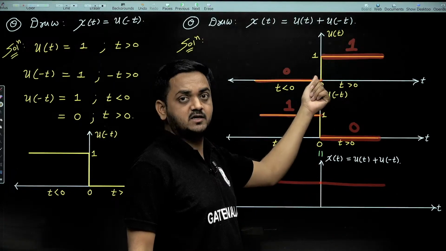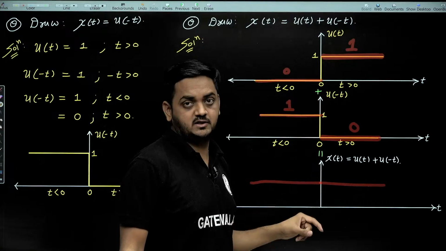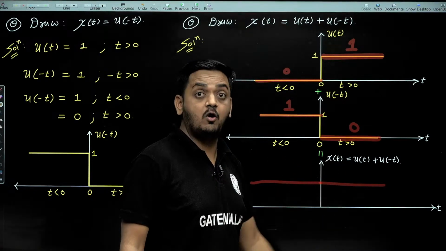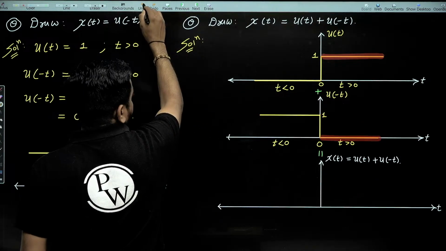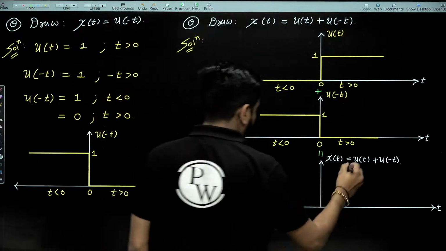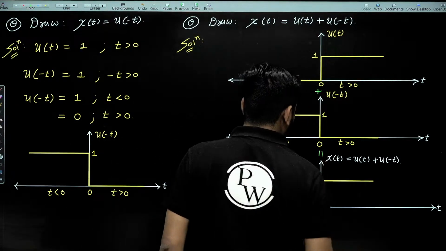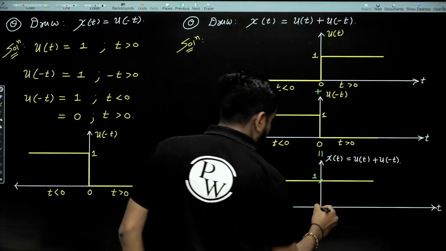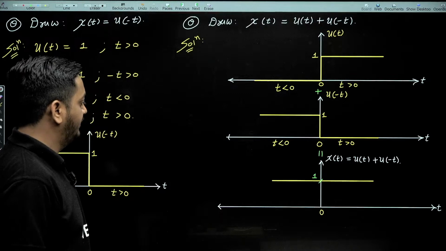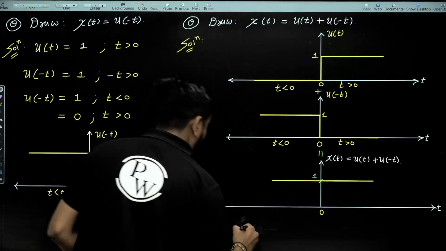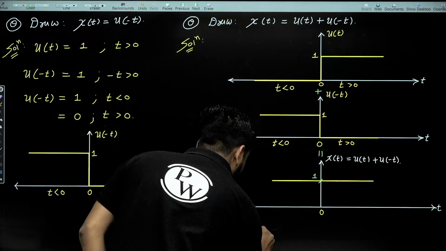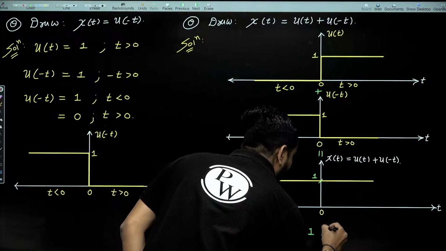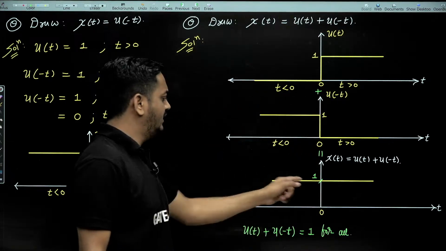At t equal to 0, there is a discontinuity in each signal, but after addition there is no discontinuity at any point. The amplitude will be continuous for all time, that is, the amplitude is 1 for all t. So the resultant signal x of t, u of t plus u of minus t, is 1 for all t, and there is no discontinuity in amplitude.